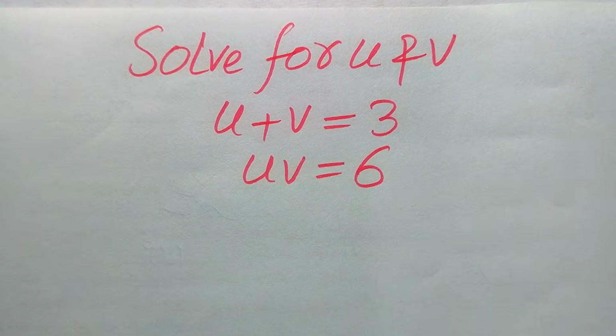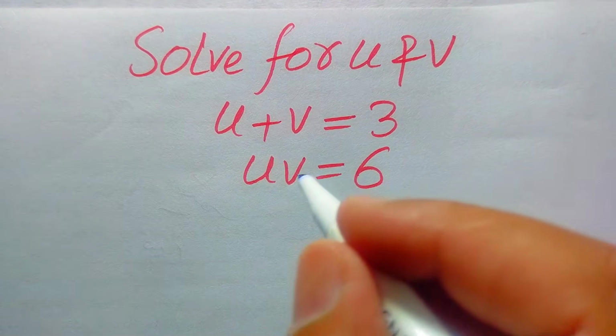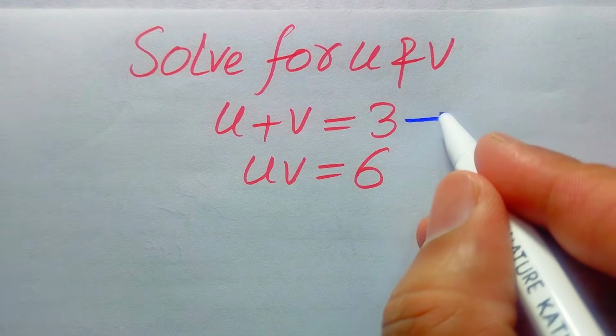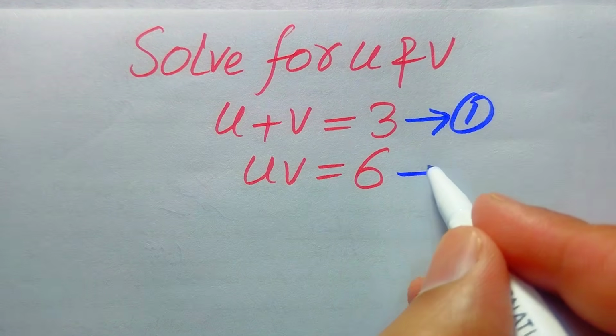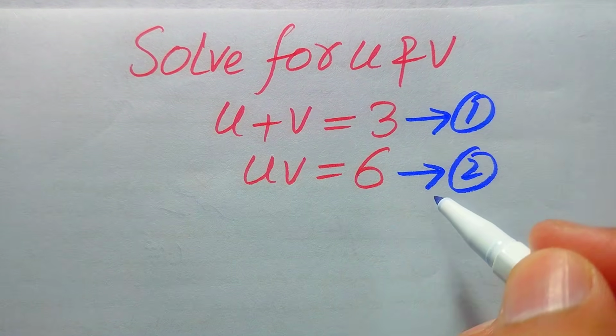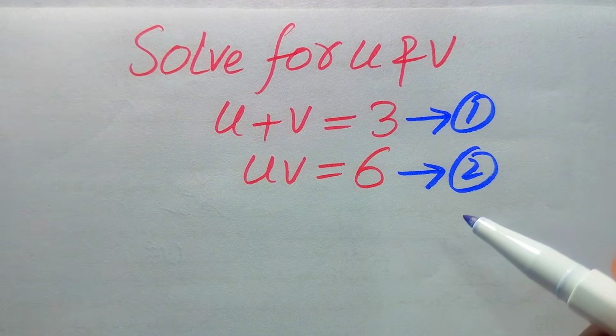Hello everyone, welcome to solve this nice math Olympiad algebra problem, and here we have u plus v equals 3 and uv equals 6. We denote this as equation number 1 and this as equation number 2. We solve these two equations and we get the values of u and v.